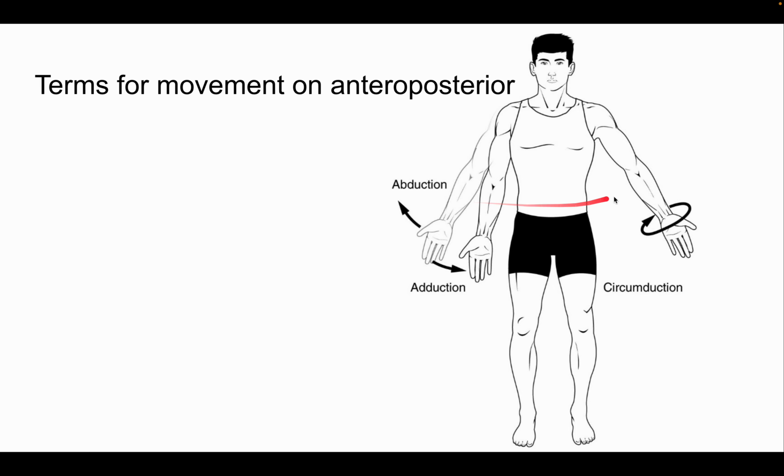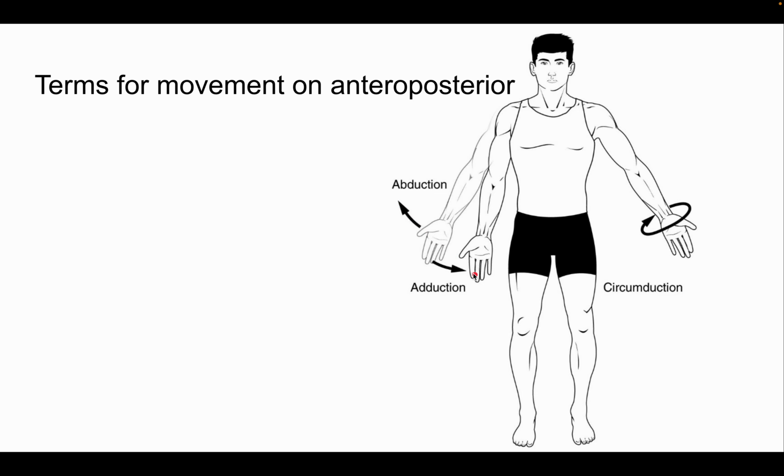Now, if you move on the anterior-posterior axis, remember, we kind of have it going through his penis here and moving towards that axis. When we move towards the body, that's adduction: we're adding the limb onto the body. So say we have an arm that's over here and we move it towards his pelvis. That would be an adduction.